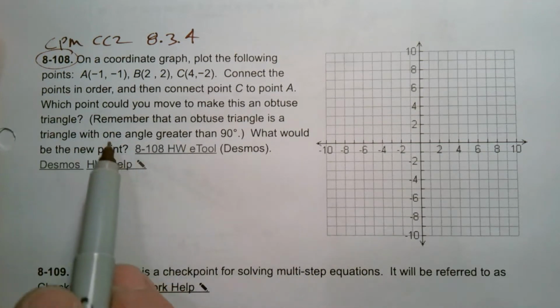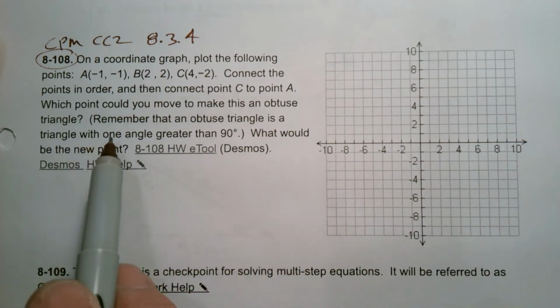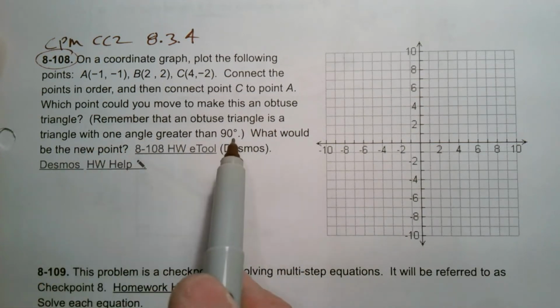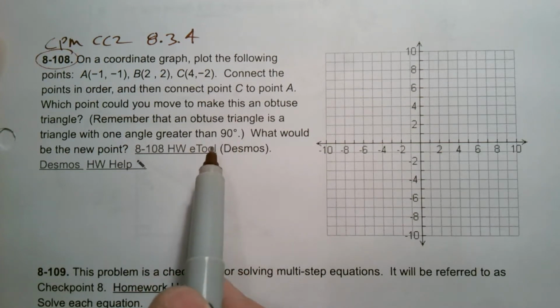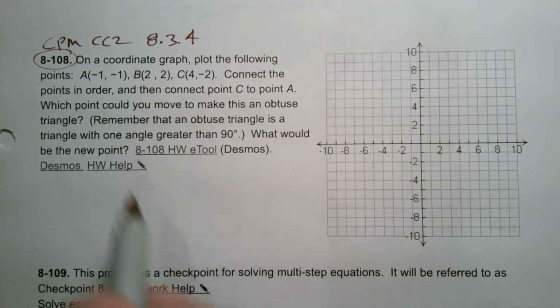So we'll talk through that, what's obtuse. And it actually tells us, remember that an obtuse triangle is a triangle with one angle greater than 90. So something obtuse would have to have one angle greater than 90. And then it asks what that new point would be. Okay, so let's start by graphing.